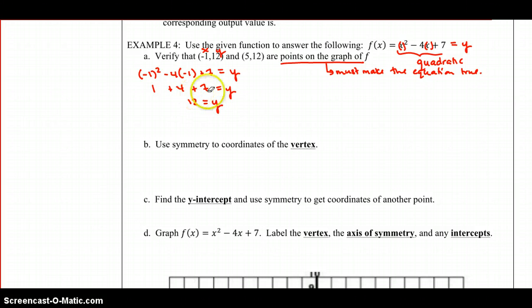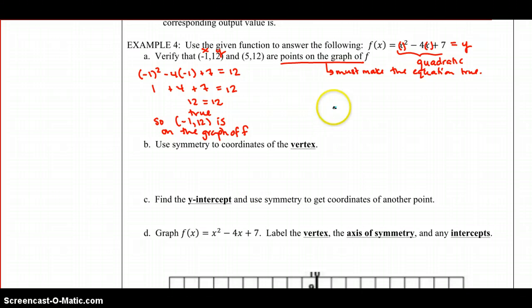Okay. We know what y is. Let's plug that in there. Okay, so again, we replaced the x's with -1 and we substituted 12 for y. Okay, and so we plugged that in and we got a true statement. Okay, so we know that the point (-1, 12) is on the graph of f, because by definition that's what our graph is. It's a way to picture all the ordered pairs that are solutions to this equation.